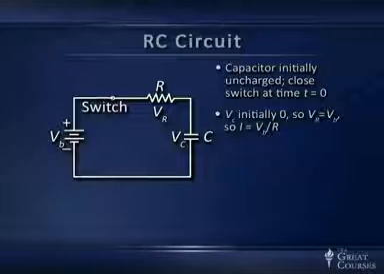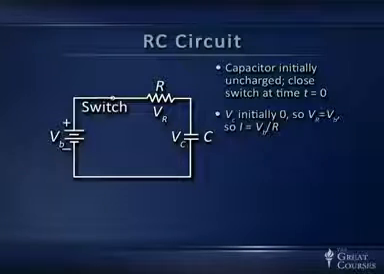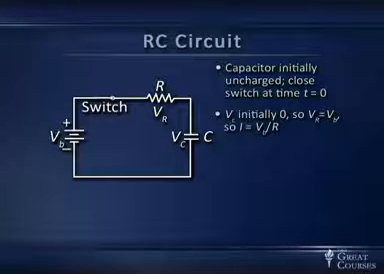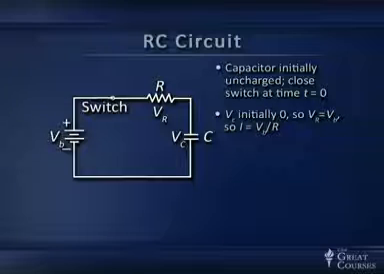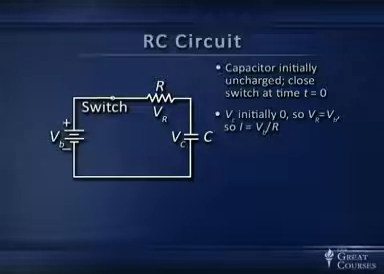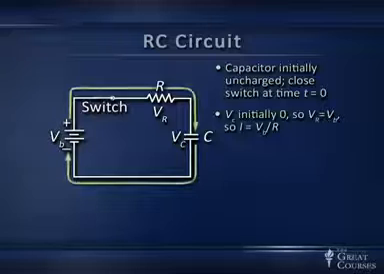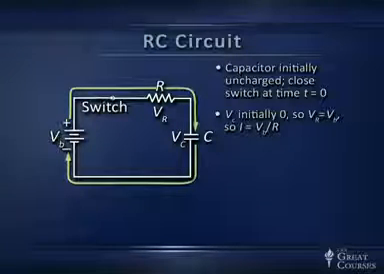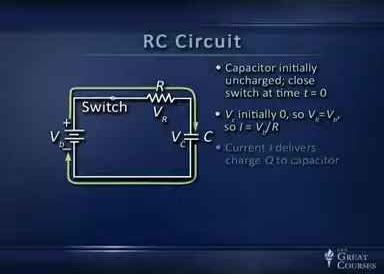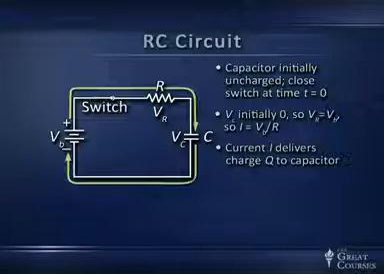And so that means the voltage across the resistor, once that switch closed, had to be the battery voltage, because those two voltages, VR and VC, have to add up to the battery voltage, as we've seen. So there's current flowing through that resistor, because if there's a voltage across the resistor, there's current. In fact, we can calculate that current. At first, it's V battery over R, and it delivers charge to the capacitor.